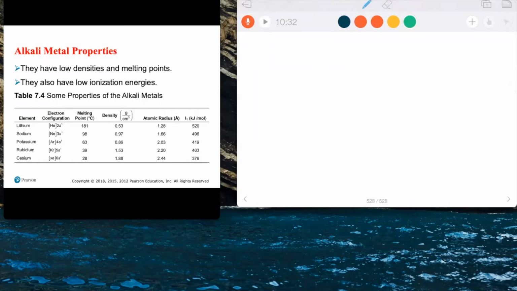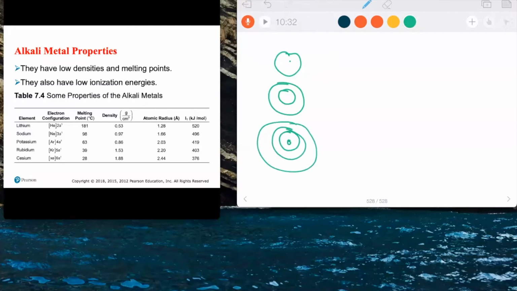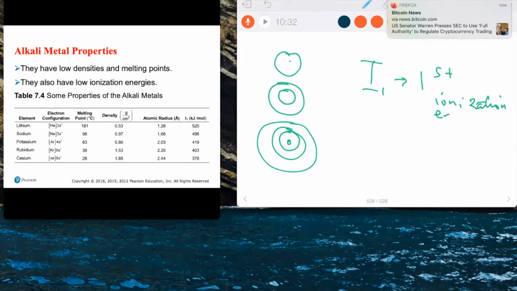This is what you see: every time you go down a row, the number of shells keeps on increasing, and it explains why you see this radius increasing in angstrom. And the one here, this means first ionization energy. We defined this term last time: first ionization what? Energy.